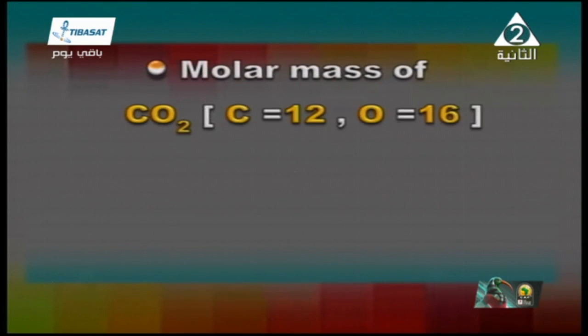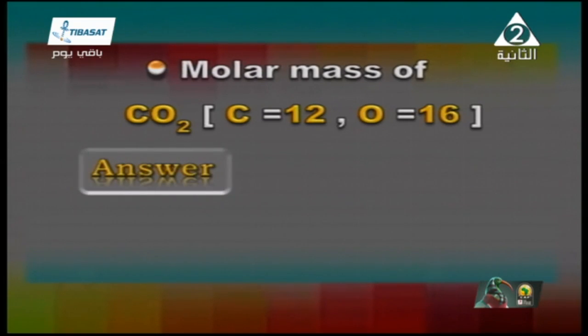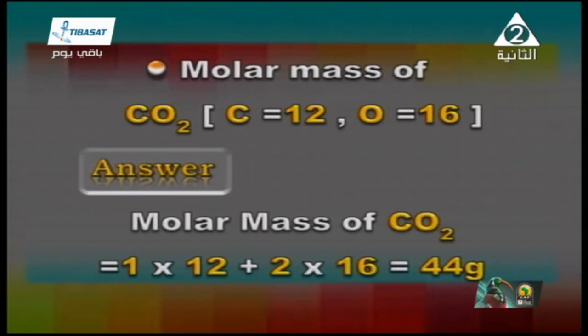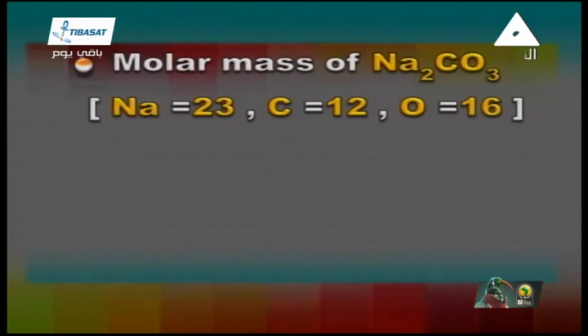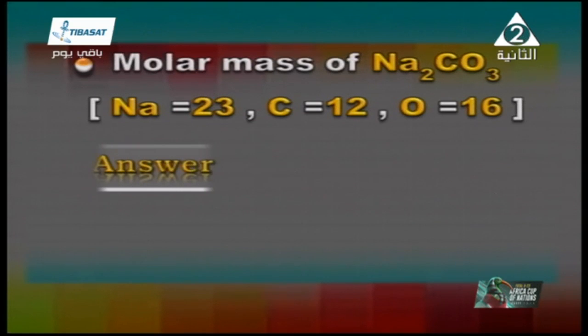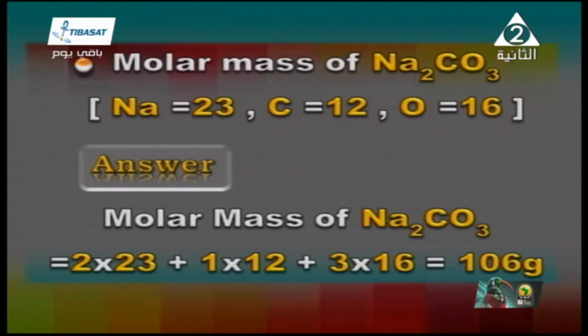Another example, here we can get the molar mass of molecules of compounds like carbon dioxide. The atomic mass of carbon is 12 and the atomic mass of oxygen is 16. So how can we find the molar mass of carbon dioxide? By getting the sum of the atomic masses: 1 times 12 plus 2 times 16 equals 44 gram. Another example, the molar mass of sodium carbonate. The molecular formula of sodium carbonate is Na2CO3, where the atomic mass of sodium equals 23, carbon 12 and oxygen 16. So the molar mass of sodium carbonate, Na2CO3, equals 2 times 23 plus 1 times 12 plus 3 times 16 equals 106 gram.